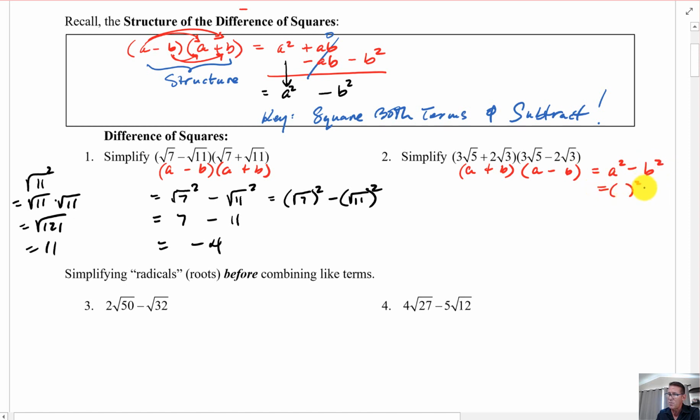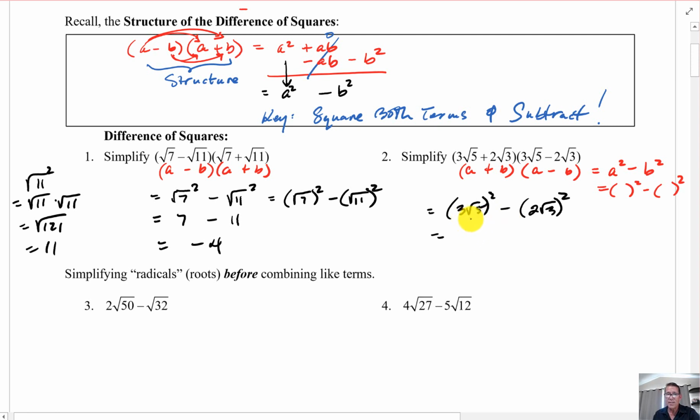I'm talking about something squared minus something squared, a difference of squares. So whenever you see that, you go, okay, the first term is 3 root 5, so let's take 3 root 5 and square it. And the second term is 2 rad 3, and then you've got to square that. So this is a little bit more challenging example because you have to square a radical that has a coefficient.